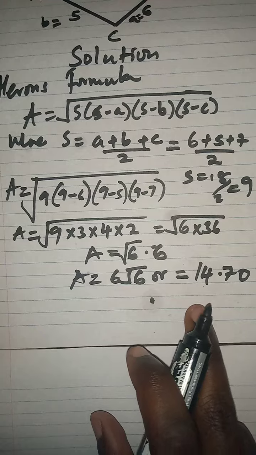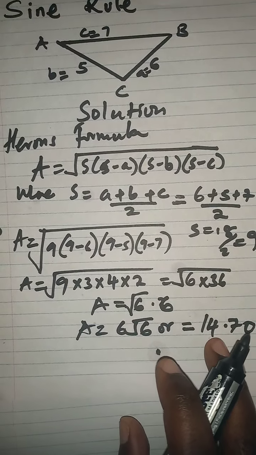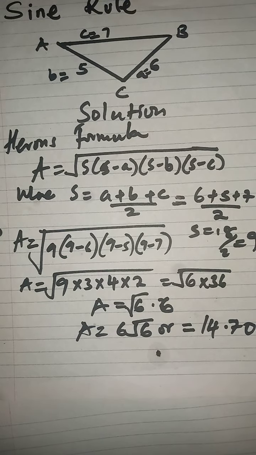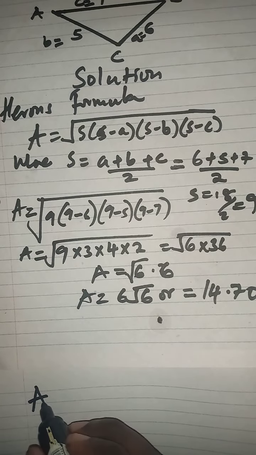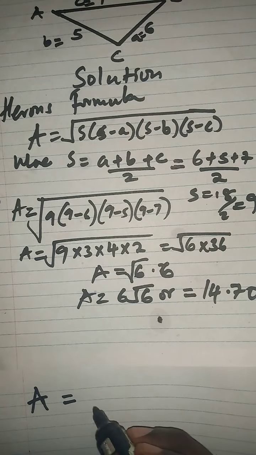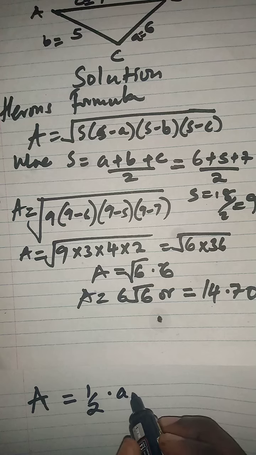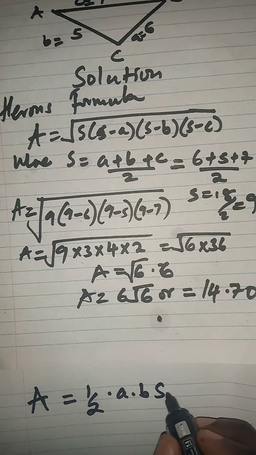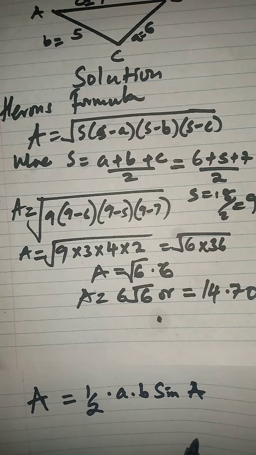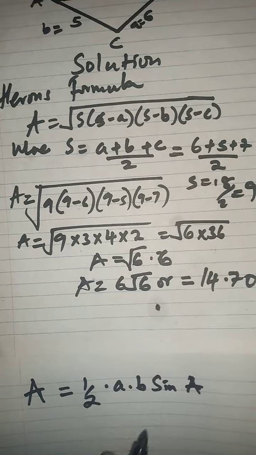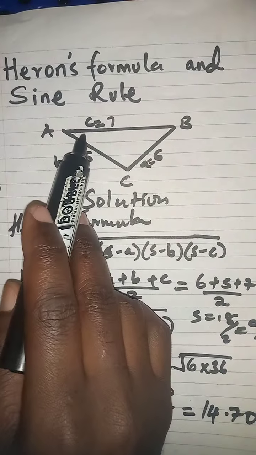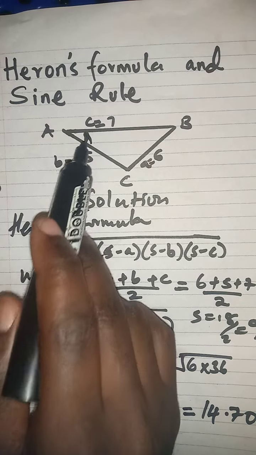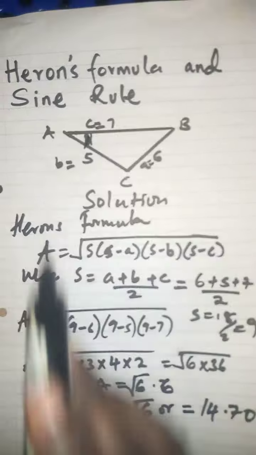Applying the same approach under the sine formula, to find the area of this particular triangle or any other given triangle, the sine formula tells me that the area is a half multiplied by a, multiplied by b, multiplied by the sine of the angle. If you look at this diagram, A represents this angle. So this is the angle where I'm going to use.